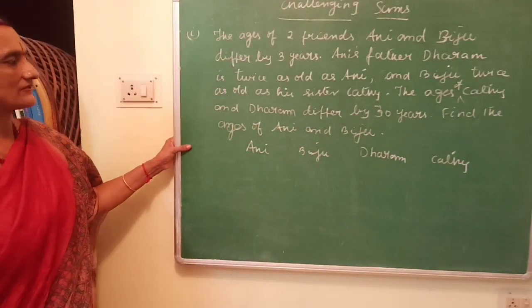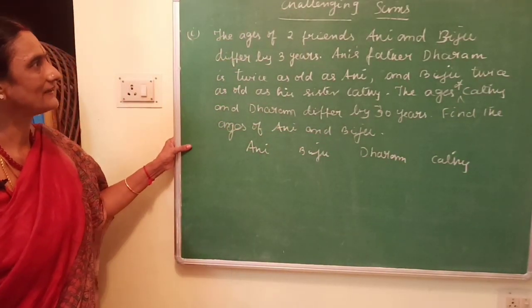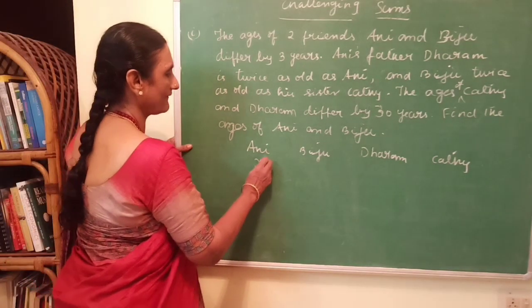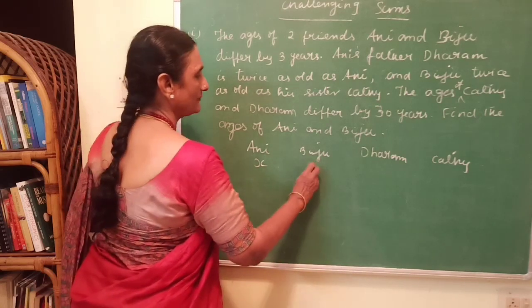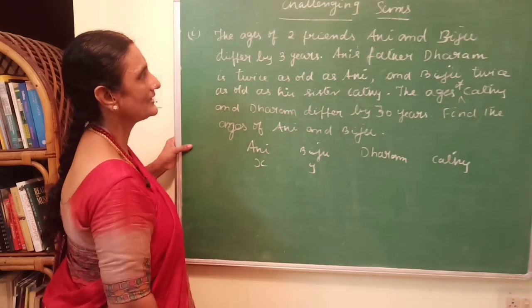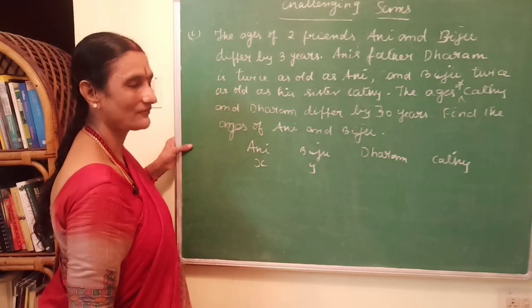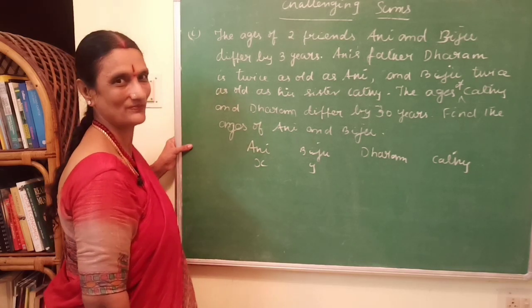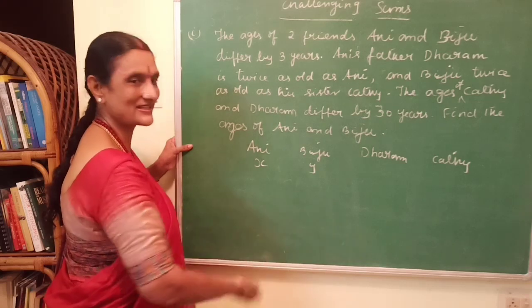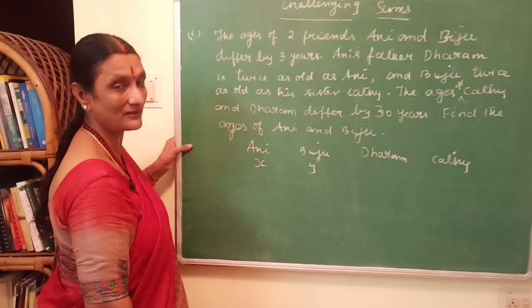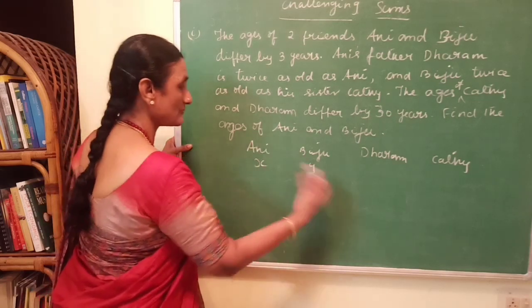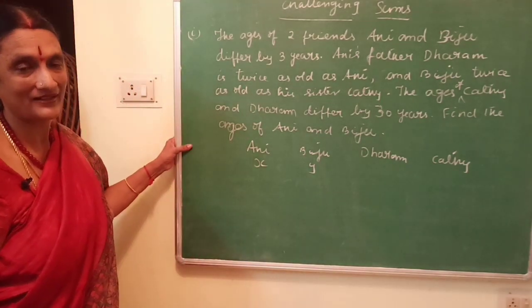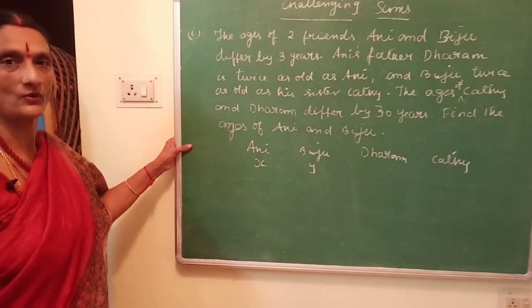Now the first comparison is Ani and Baiju differ by 3 years. Suppose we have Ani as X and Baiju as Y. So first you have to find out who is elder, Ani or Baiju. See, Y minus X, if you start assuming that, it may or may not be right. X minus Y, if you start writing that, again may or may not be right. So slowly we will sort out one by one.